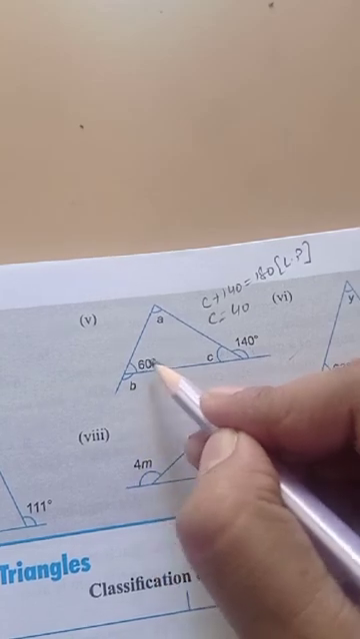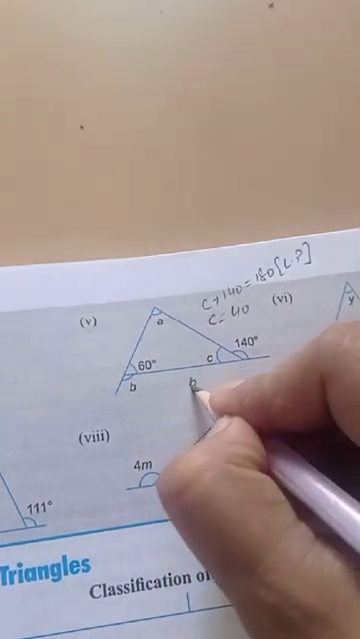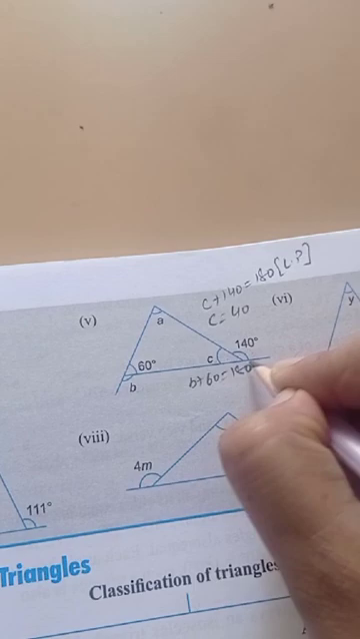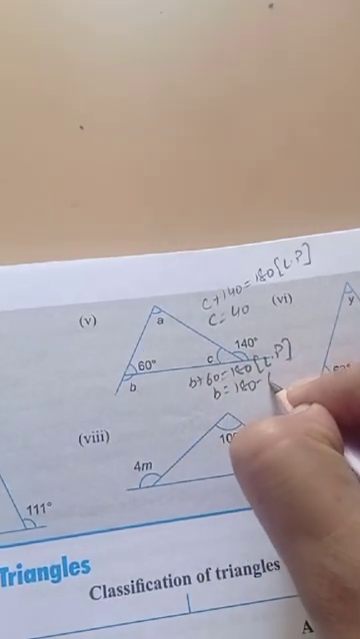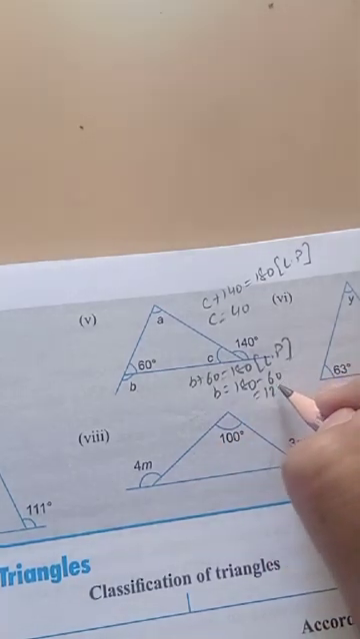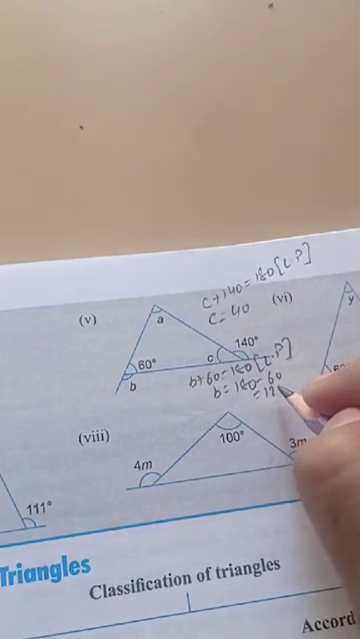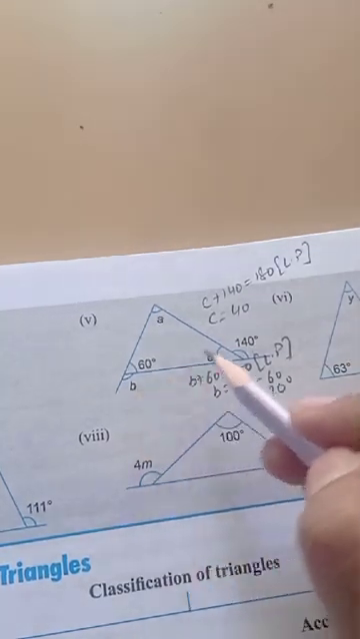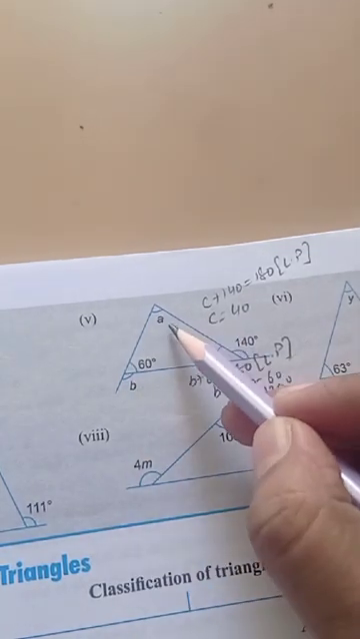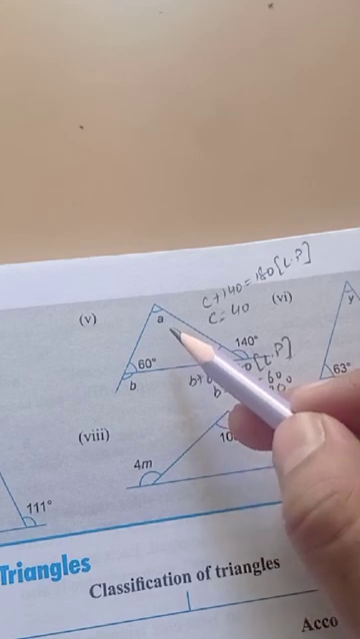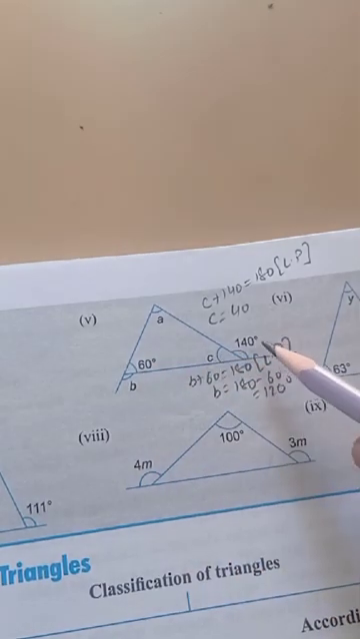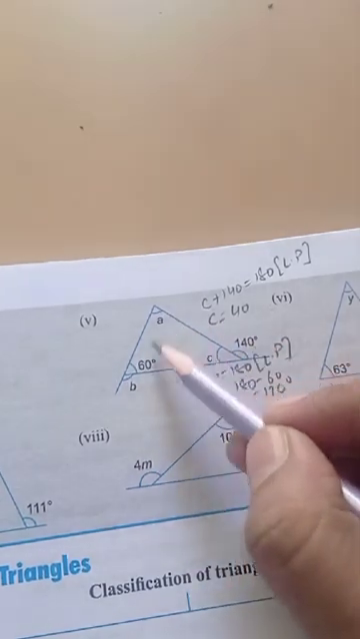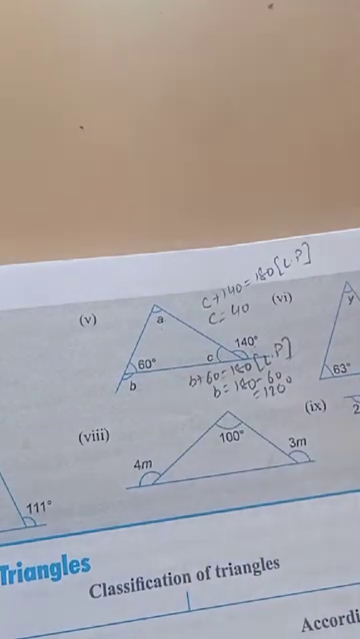Same way B plus 60 is equal to 180. This is also linear pair. Clear? So from here B is equal to 180 minus 60, 120 degree. B is what? 120 degree. Clear? Now you got B also, you got C also. Now which angle is left to find out? You have to find A. That easily you can find out by adding the angles A plus 60 plus C, or 140 is equal to A plus 60. Any way you can find this angle.